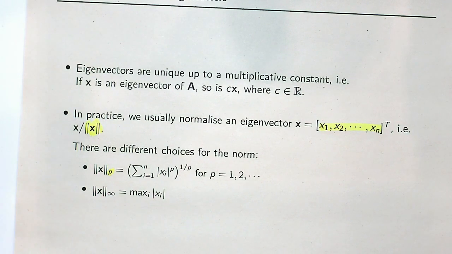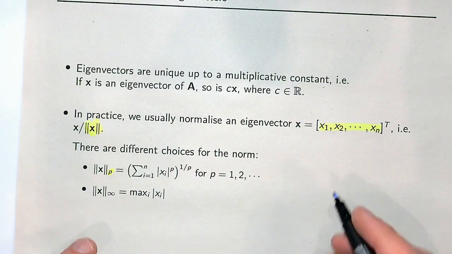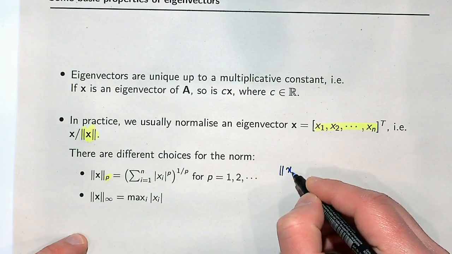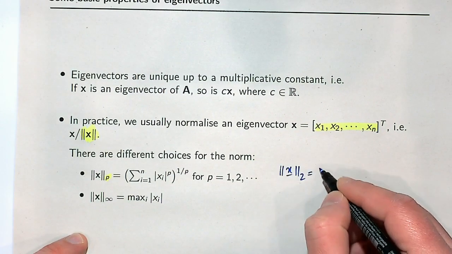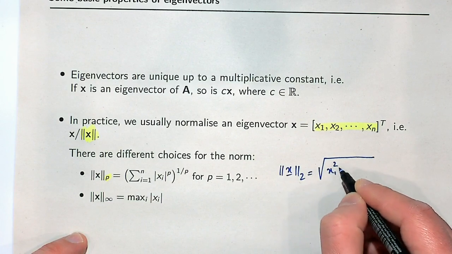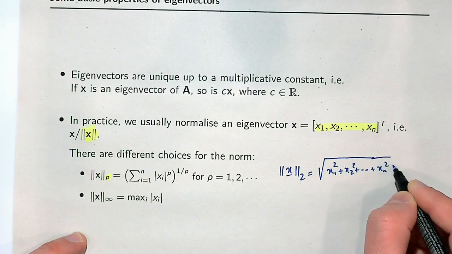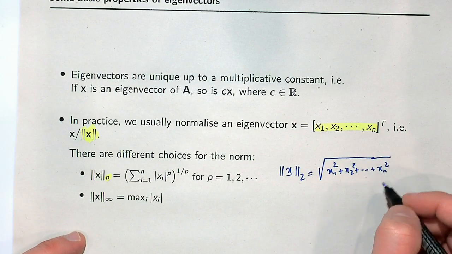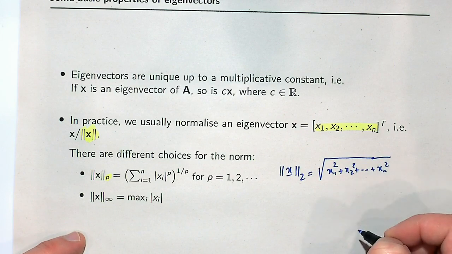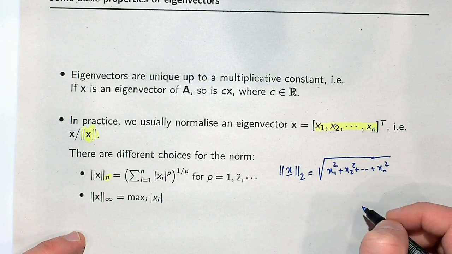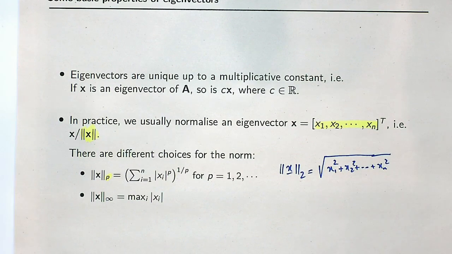If you look, for instance, at the L2 norm, this is written as the square root of x1 squared plus x2 squared plus all the members up to xn squared. I guess you have seen this. If you imagine a vector in three-dimensional space, this L2 norm is just the magnitude of the vector, and we are already familiar with it.